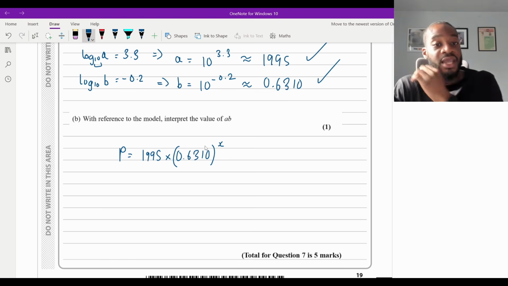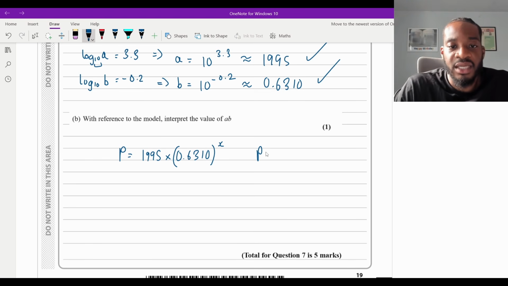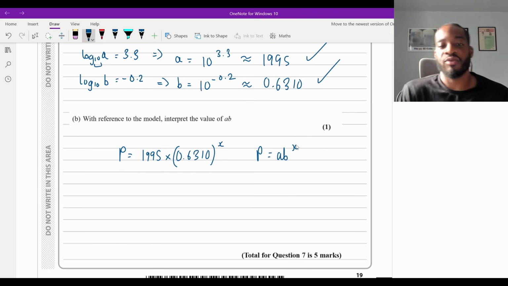Okay. Now we want AB. Let me write this here as well. P is equal to AB to the power of x. Now, algebraically, how can I get the expression AB?